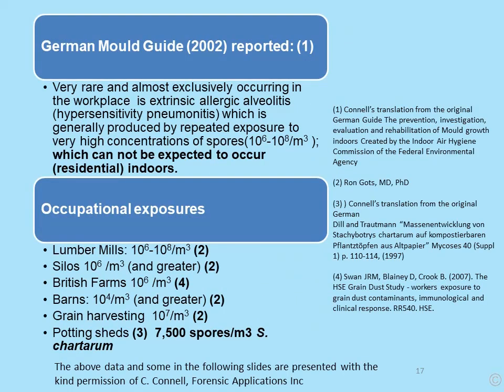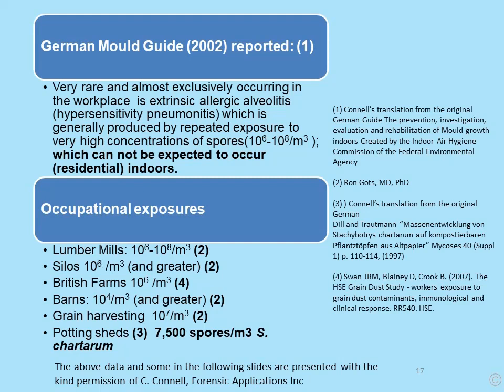So what does the scientific press have to say about it? Well, the German Mould Guide reported that hypersensitivity pneumonitis is generally produced by repeated exposure to very high concentrations of spores. In simple terms, that's 1 million to 100 million per cubic meter, which cannot be expected to occur in residential properties indoors.